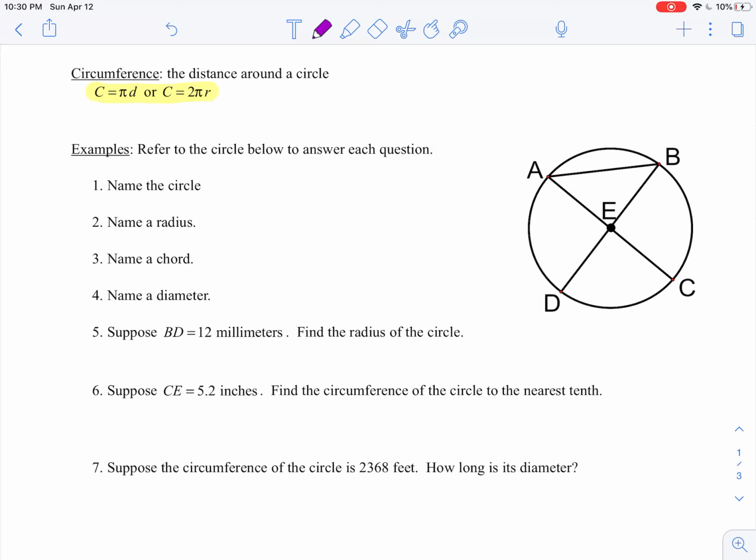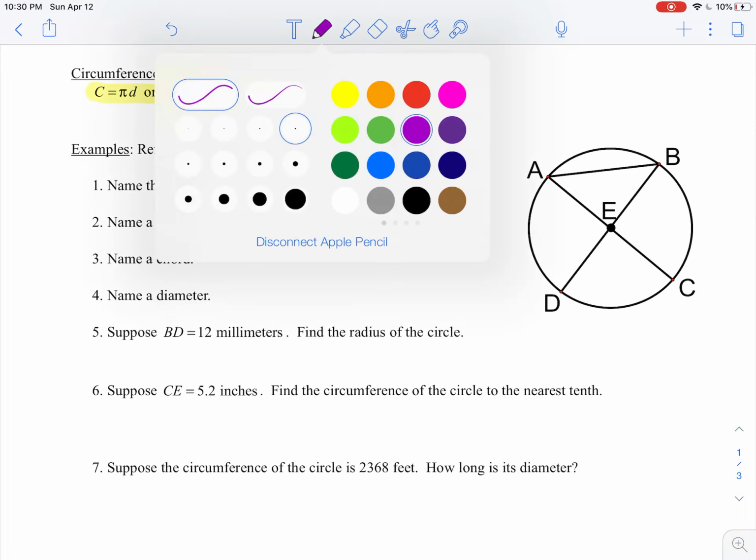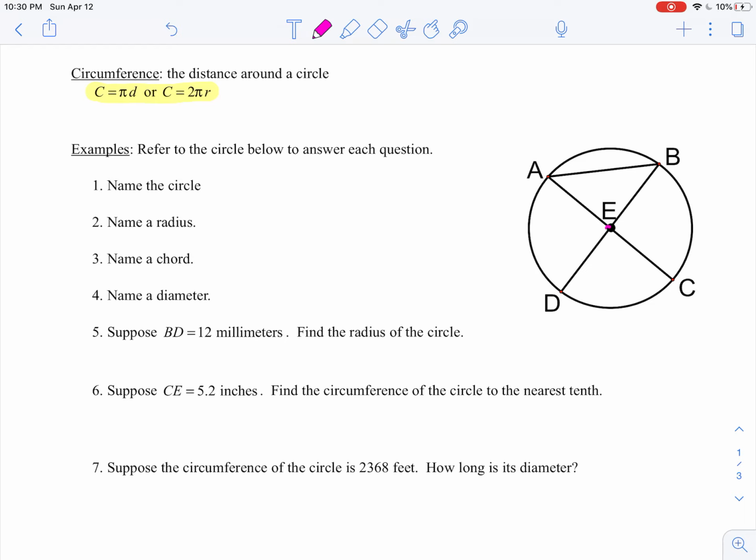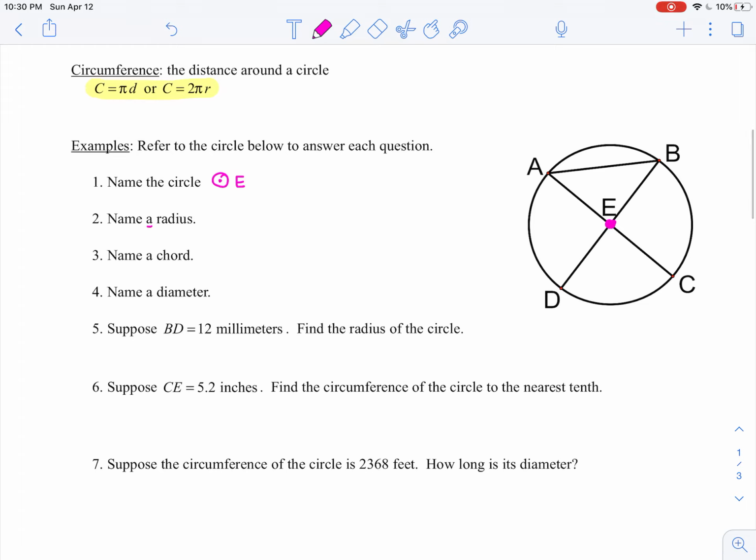So using that information, let's look at a couple of examples. The second picture goes with questions 1 through 7. So number 1, name the circle. Circles are always named according to their center. Here we see that is point E. So this is circle E. Then name a radius. There are lots of them in this picture, 4 to be exact. It says name a radius, so you only need one, but I'll show you all 4: EA, EB, EC, and ED.